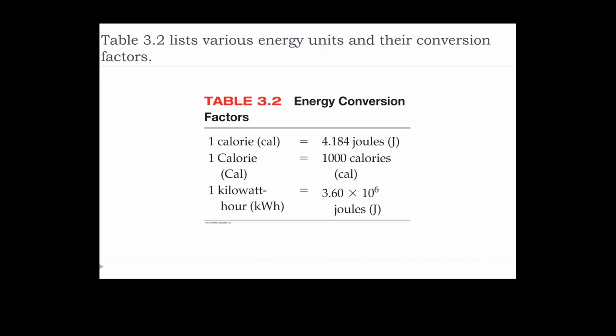So now we can make some conversions between the different types. 1 little calorie is 4.184 joules, and this is an exact number, with infinite significant figures. 1 capital C Calorie, also referred to as a kcal if you're in a European country, is 1,000 calories. And a kilowatt hour is 3.6 million joules.